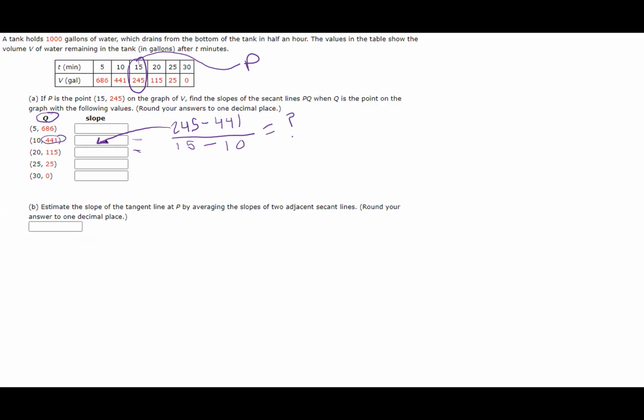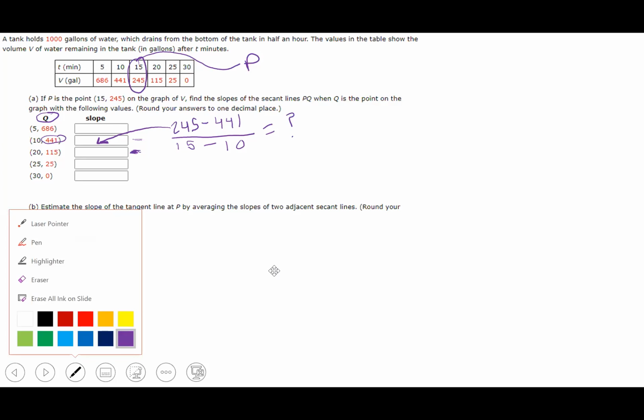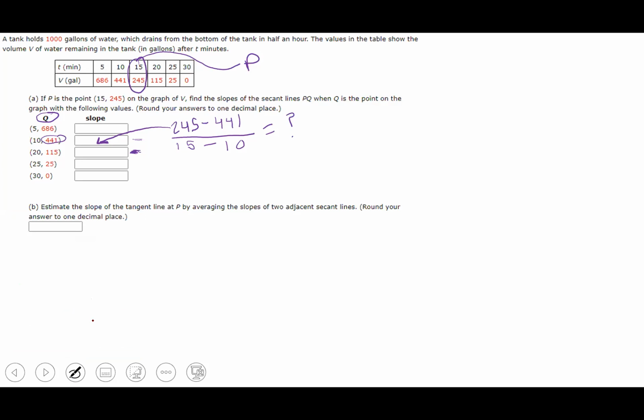All right, let's do this one now. I'll do a different color. So we're gonna do 245 again, minus 115, over 15 again minus 20. And that equals something. Are these going to be positive or negative? Negative, yep, because the numerator on the first problem is going to be negative, and the denominator on the second one is going to be negative. So it's both going to be negative.